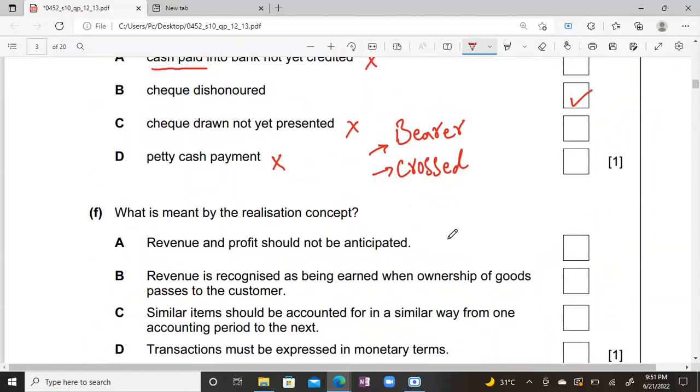What is meant by the realization concept? Here you need to know the definitions of the concepts. For example, transactions must be expressed in monetary terms. So which accounting concept is this? This is the money measurement concept.